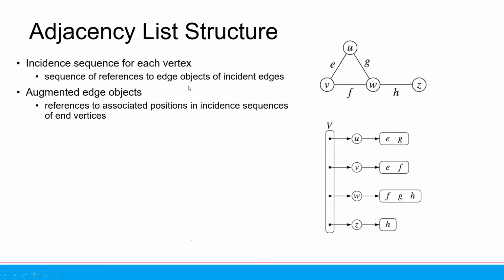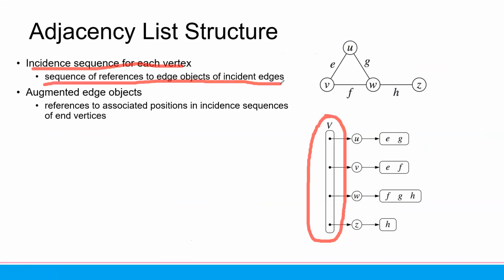We can have another kind of list. We call it the adjacency list structure. The adjacency list structure means I want to know the adjacency of that node. So in this case, I will have only one object, which is the vertex. And then we want to check what is the incidence sequence for each vertex. Sequence of references to edge objects of incident edges.